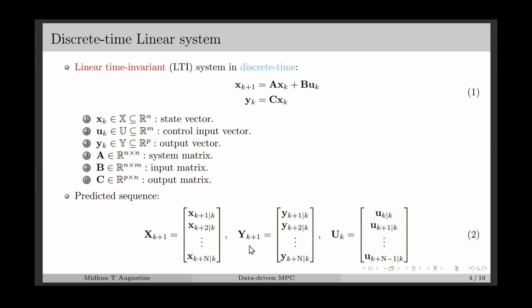In the case of MPC, the cost function will normally be defined using this predicted state sequence, predicted output sequence, and control input sequence. Here, this capital N denotes the prediction horizon, which is basically the number of future instants for which we will predict the sequence.